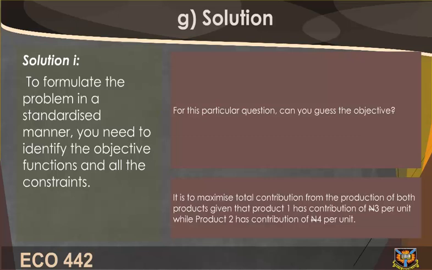Solution 1. To formulate the problem in a standardized manner, you need to identify the objective function and all the constraints. For this particular question, can you guess the objective? It is to maximize total contribution from the production of both products, given that product 1 has a contribution of 3 naira per unit, while product 2 has a contribution of 4 naira per unit.